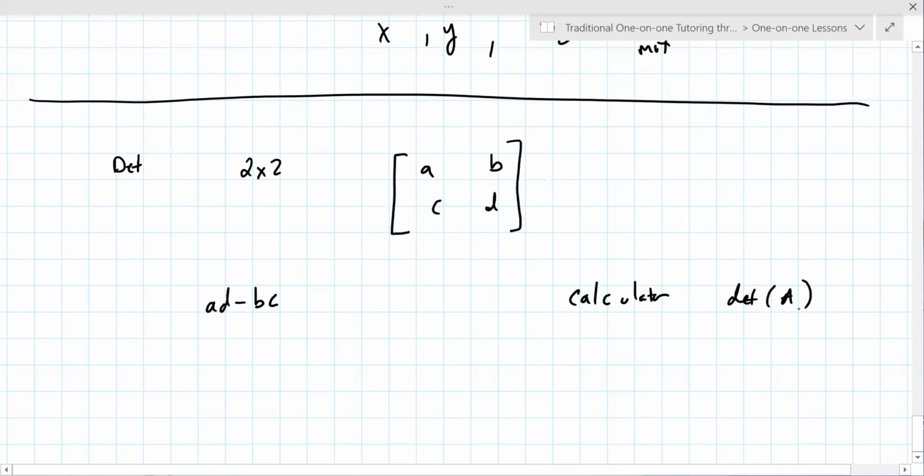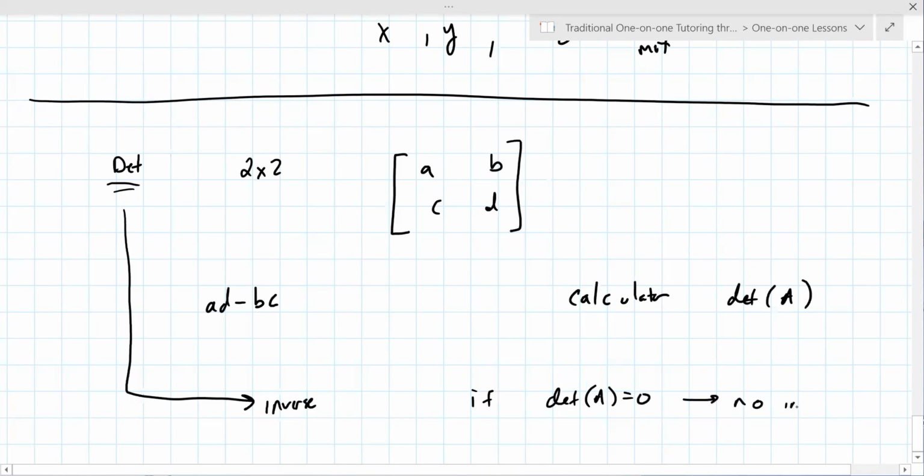Okay. Now the reason you do a determinant most of the time is because you're trying to figure out if it has an inverse. The determinant would never say invalid. If the determinant of a matrix equals 0, it has no inverse. But it has to be a square matrix also.